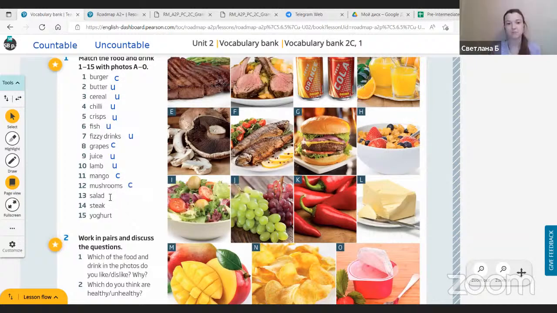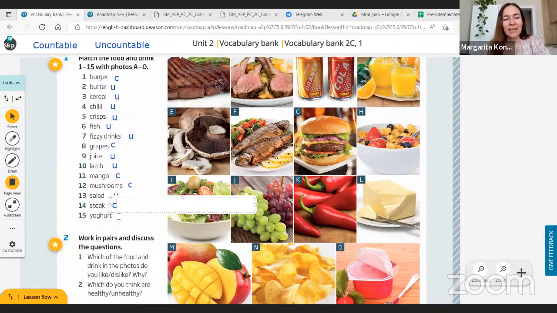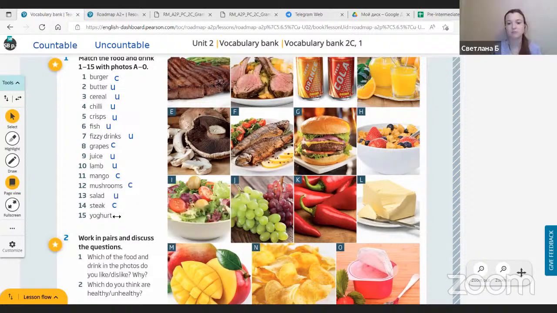Salad, uncountable. Good. Steak, countable. So which one again? Countable. 1 steak, 2 steaks. Yes, countable. Agree. And yogurt? Yogurt, uncountable. Yes. Countable is this box from yogurt, but yogurt itself, it's like juice. Uncountable. Yes. Wonderful. So you managed really well.